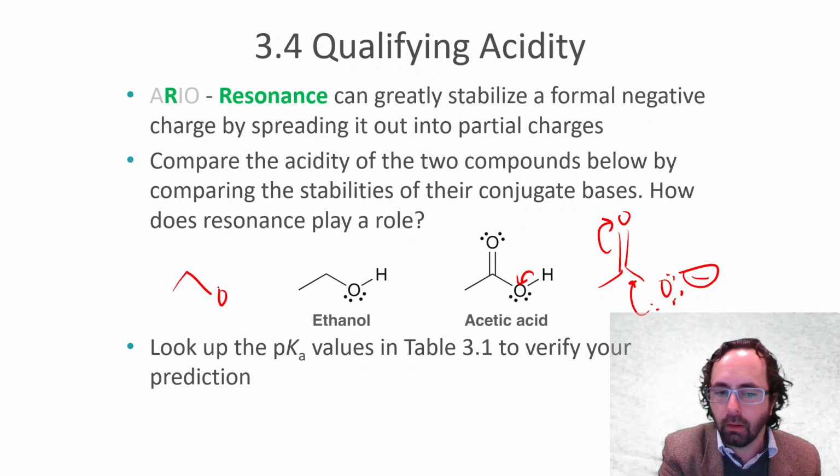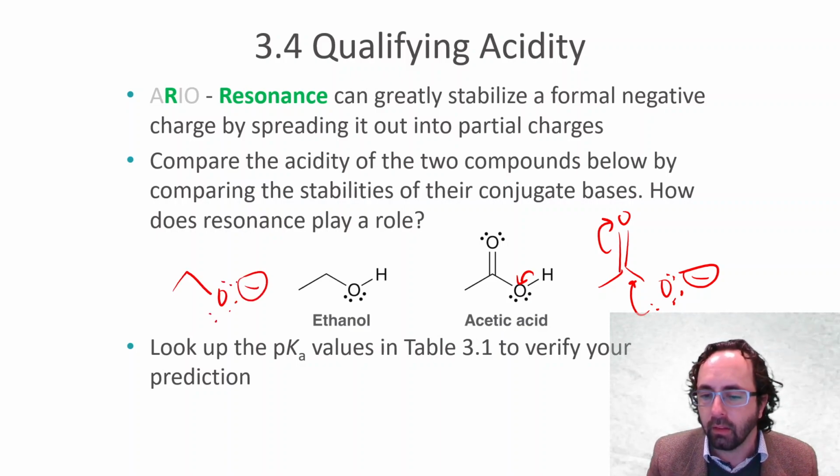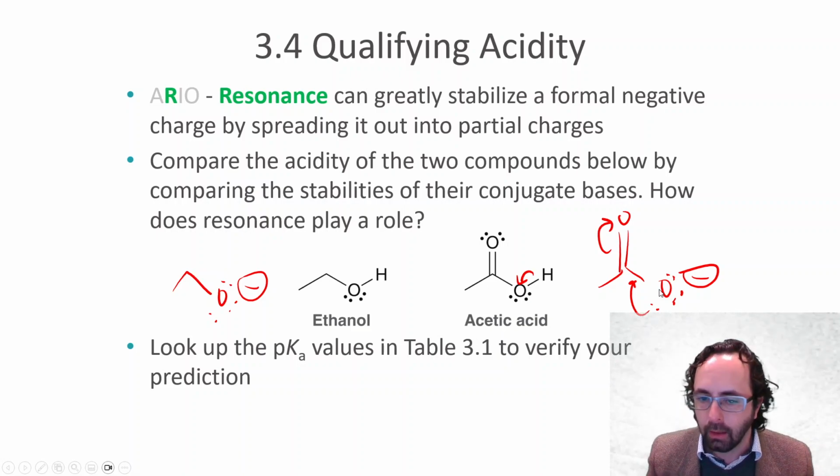Whereas when we have ethanol here, there's no resonance. There's no allylic lone pair. And so acetic acid is a stronger acid than ethanol because the resonance of its conjugate base spreads out that negative charge and makes that conjugate base less reactive in terms of grabbing back the proton.